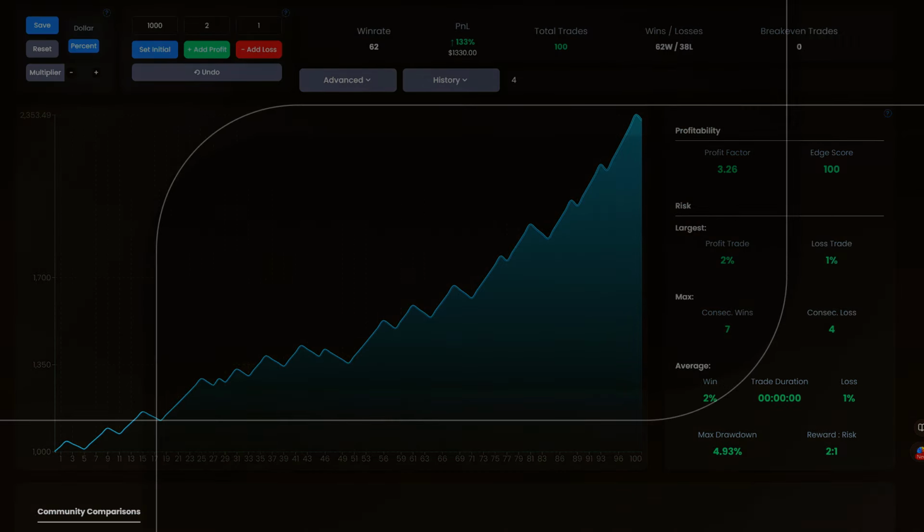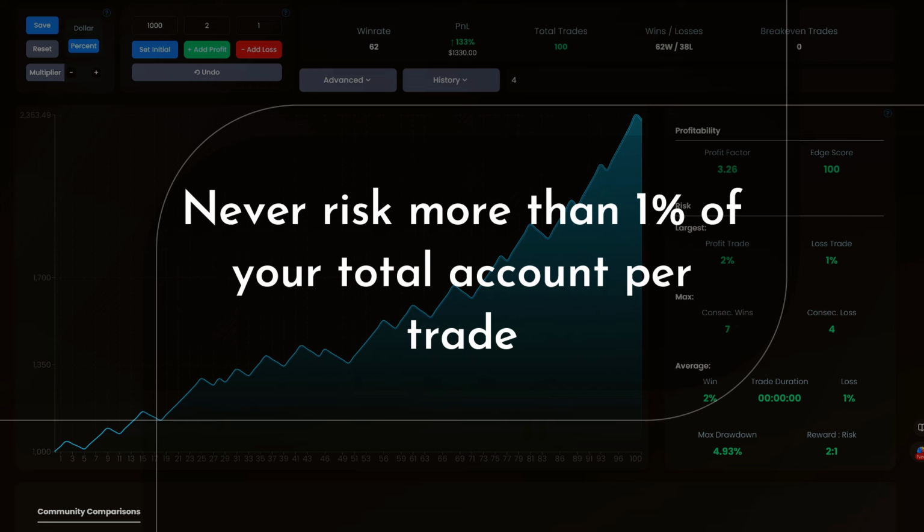Never risk more than 1% of your total capital per trade. Alright, that was the structure. Happy trading!